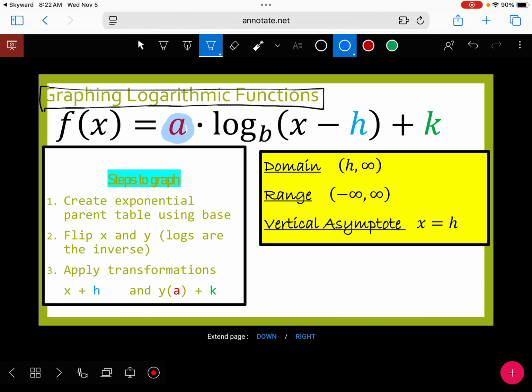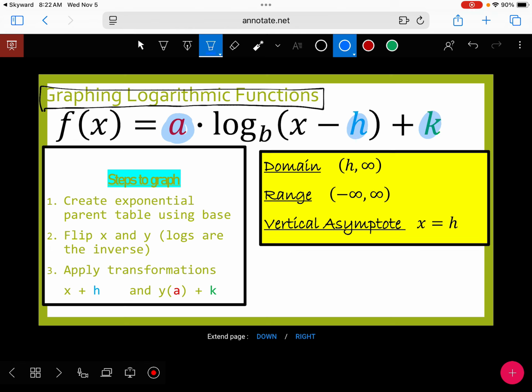H will be inside of the parentheses, and you will always flip the sign for H. So if you don't have a parentheses, that means that H is 0. And then K is in the back. So everything is opposite from an exponential.